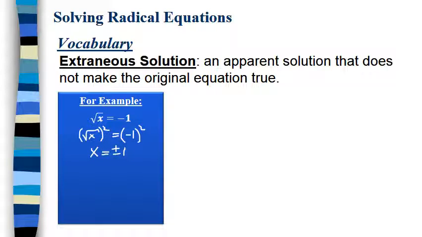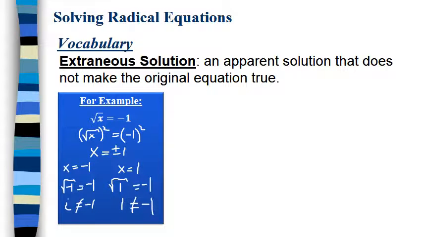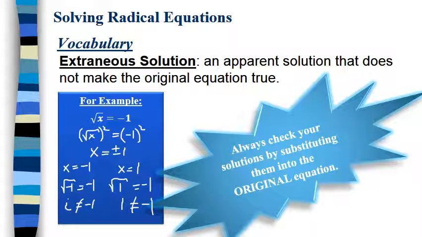So if I check my work, if I check x equals -1, for example, I get the square root of -1 should equal -1, which we all know is not true because the square root of -1 is i, and i does not equal -1. And if we try to put in x equals 1, we end up with the square root of 1 equals -1, which of course is also not true because 1 does not equal -1. So in general, we want to make sure that we are always checking our solutions by substituting them into the original equation.